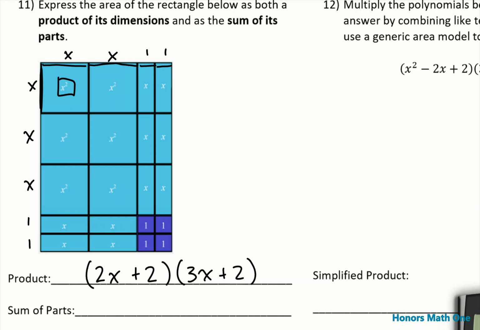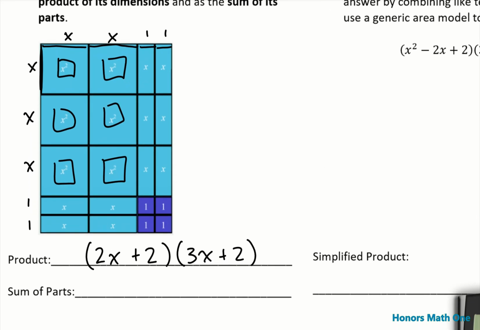Now, when I get the answer to that, if I was to multiply that with a generic area model, it's the same answer that I'm going to get here from the algebra tiles. You can see that there are exactly 1, 2, 3, 4, 5, 6 of the x squared. So as the sum of the parts, there are 6 of the x squared tiles up above. And if I was to count the x tiles, there's 1, 2, 3, 4, 5, 6, 7, 8, 9, 10. There are 10, so plus 10 of the x tiles. And then there's 4 of these little unit tiles, right? 1, 2, 3, 4. So I would say plus 4.